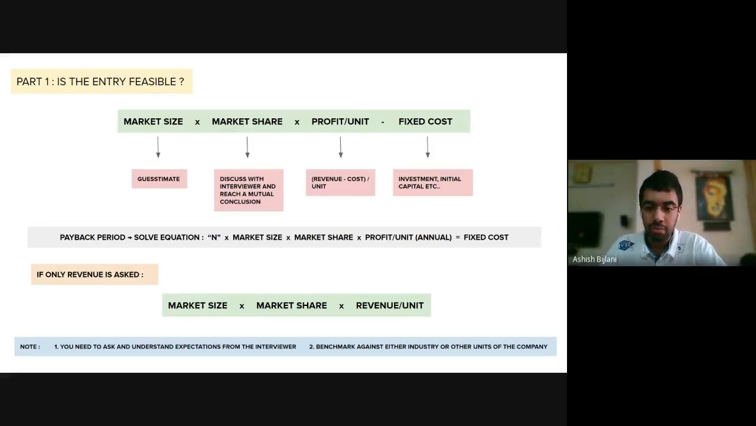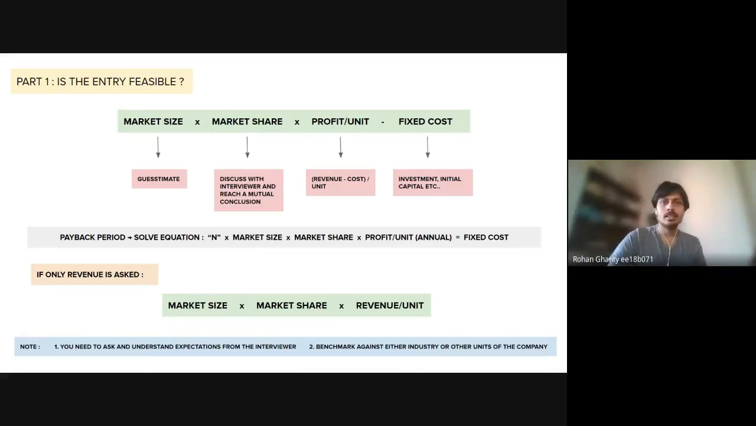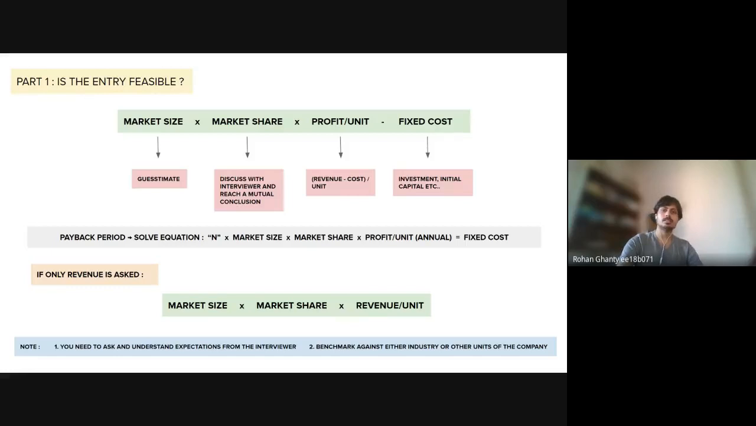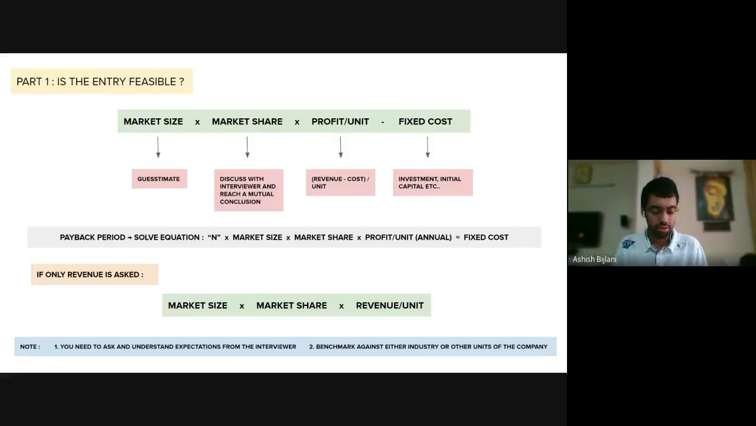So yeah, I think this is it from my side. Rohan, do you have anything else to add? No, nothing as such. Sure. Does anyone have any questions or doubts? Please unmute yourself and ask. Anything. If they don't have any queries per se, I'll just go over some do's and don'ts of these cases and we'll conclude it there. Sure. Of course, if anyone has questions, feel free to interrupt us at any point in time.